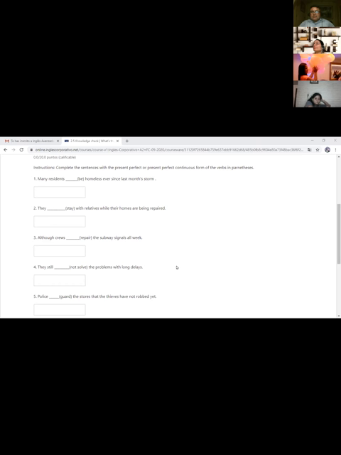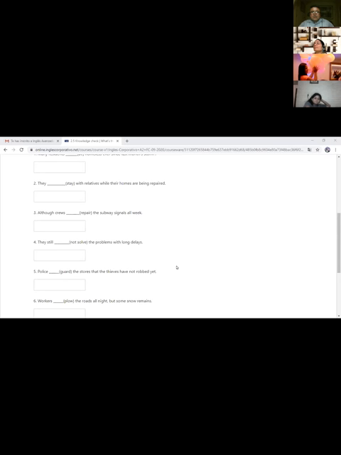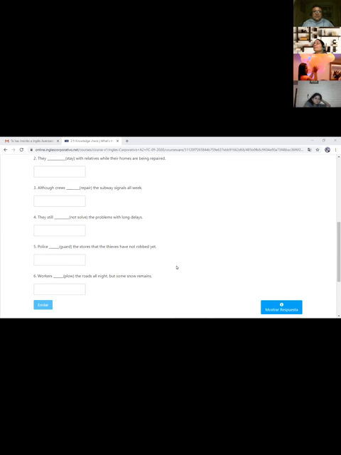What about number five, people? The police have been guarding the stores that the thieves have not robbed yet. Okay, good. What about number six? Workers have been plowing the roads online, but some snow remains. Okay, good. Now, remember, in a real life conversation, you can use present perfect or present continuous and the answer will be valid. But according to the platform, only one answer is correct.